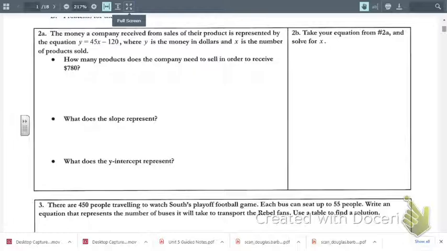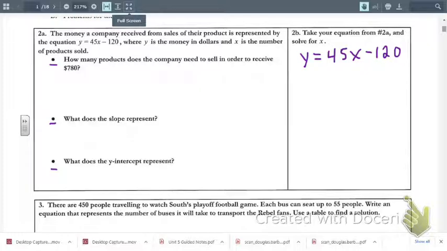So we're going to write y equals 45x minus 120. You know what? Let's keep that there. Let's go ahead and let's answer these first.